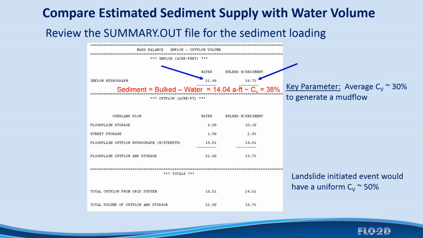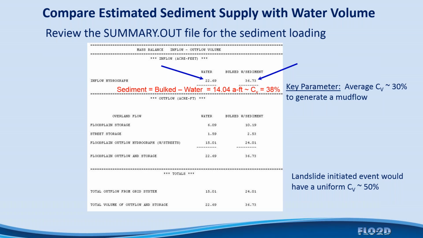But what I wanted you to see here first is that the sediment volume, by the two blue arrows here, is the difference between the bulked volume, with sediment, minus the water volume. So it's roughly 36 or 37 acre feet minus 22 or 23 acre feet of water. And we wind up with about 14 acre feet of sediment, 22 acre feet of water.